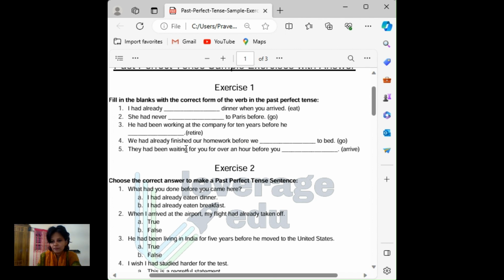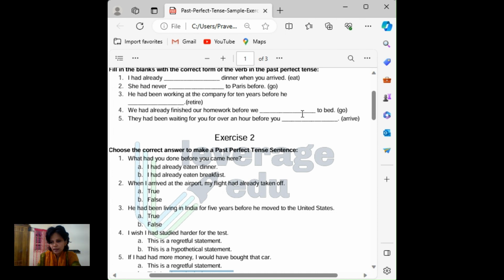Fourth one: we had already finished our homework before we went to bed. Before going to sleep, they had completed their homework. That is what it means. This thing happened before this one happened. That is the past perfect, meaning two actions happening in the past. Like we had finished our homework before we went to bed.